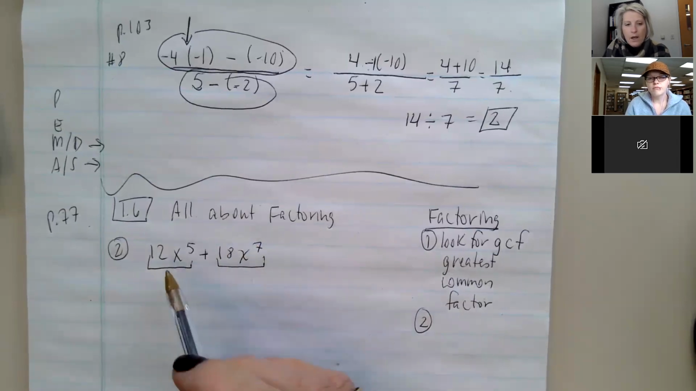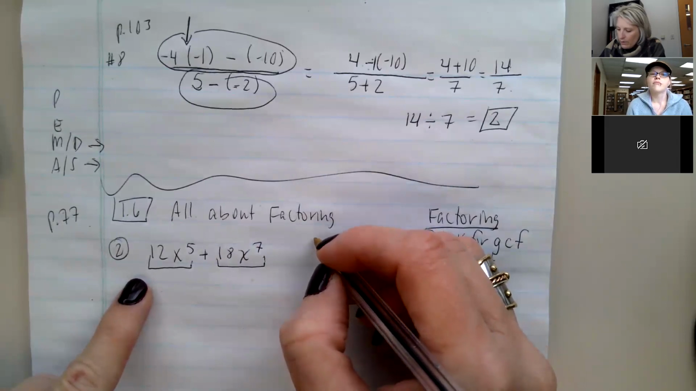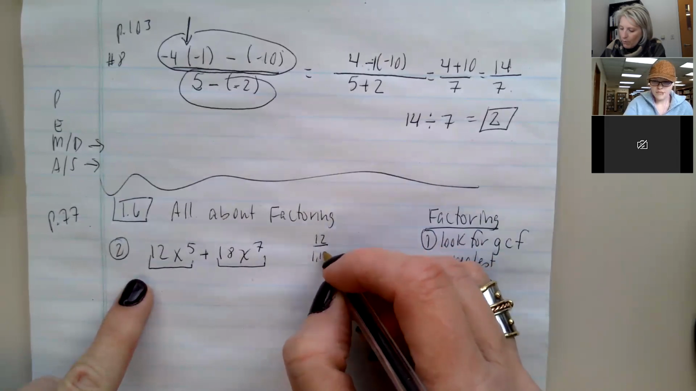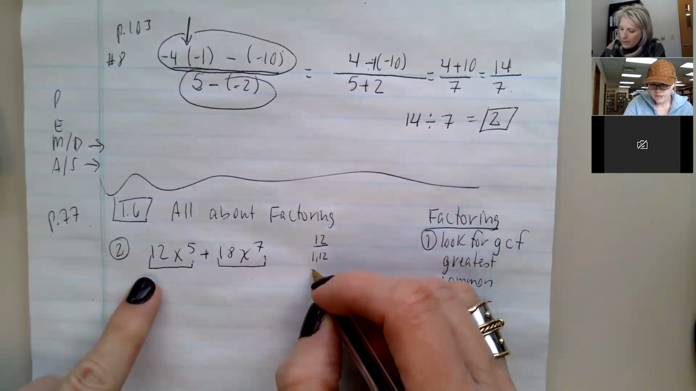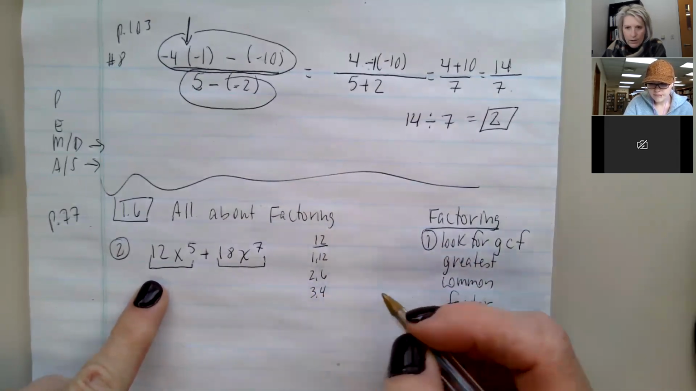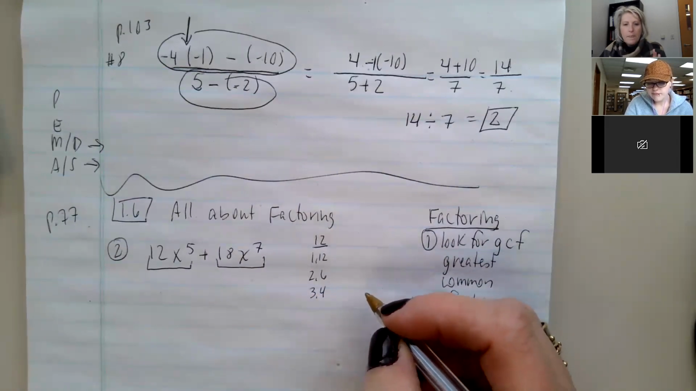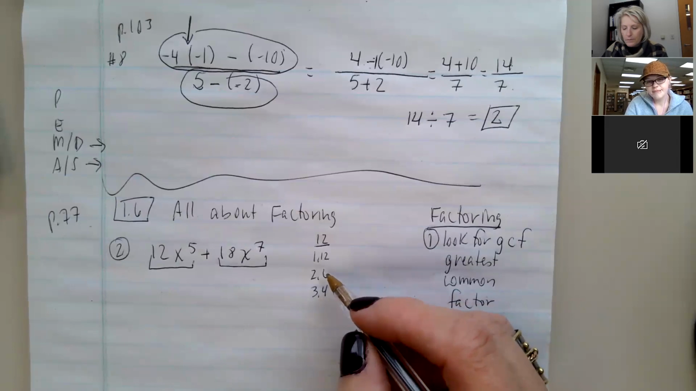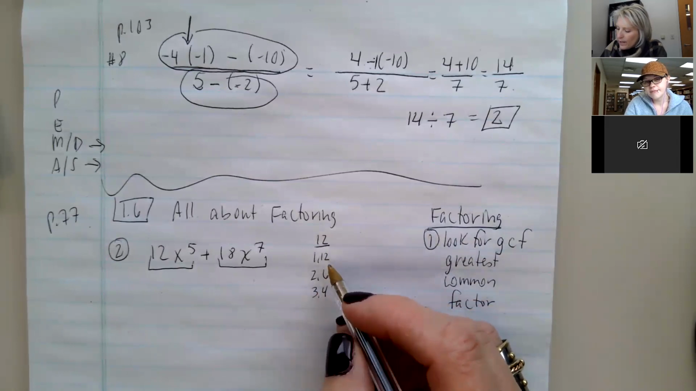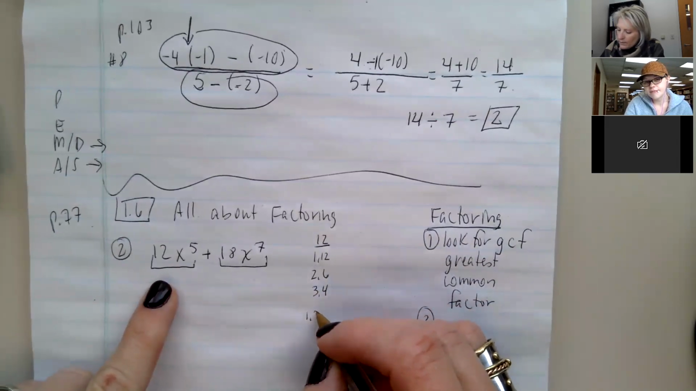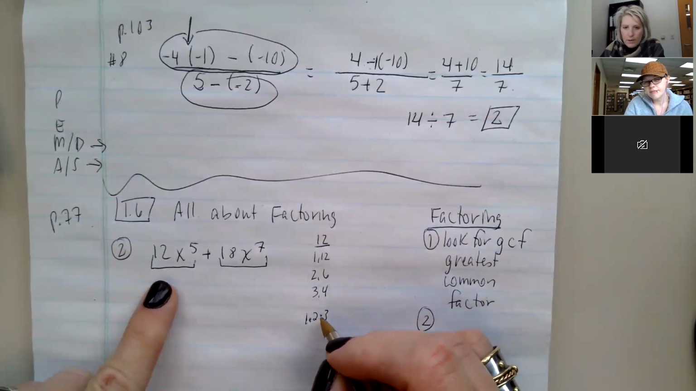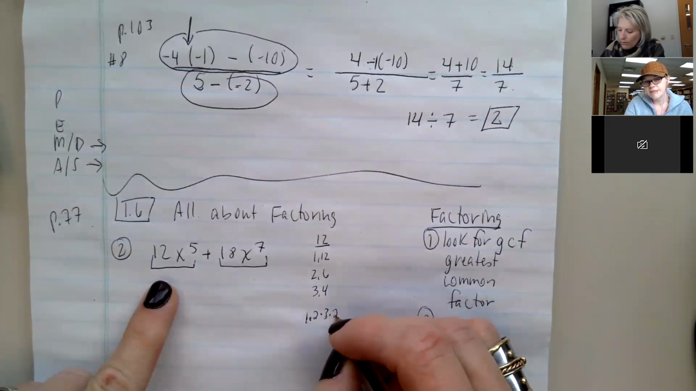So when I look for factors of 12, I'm thinking of things that multiply to make 12. So I have a 1 and a 12, 2 and a 6, right? 3 and a 4. And if we break it all the way down, it's really a 1 times a 2 times a 3. That's 1 times 2 times 3 is 6, times another 2 is 12.